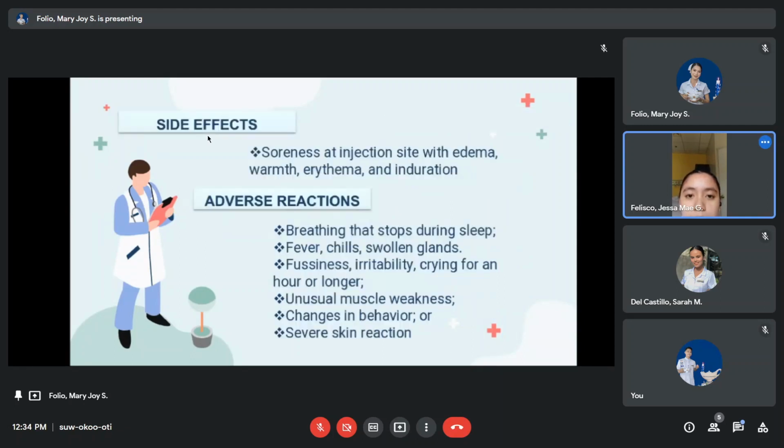Next slide, please. For the side effects, we have soreness at injection site with edema, warmth, erythema, and induration. For the adverse reactions, we have breathing that stops during sleep, fever, chills, swollen glands, fussiness, irritability, crying for an hour or longer, unusual muscle weakness, changes in behavior, or severe skin reaction.